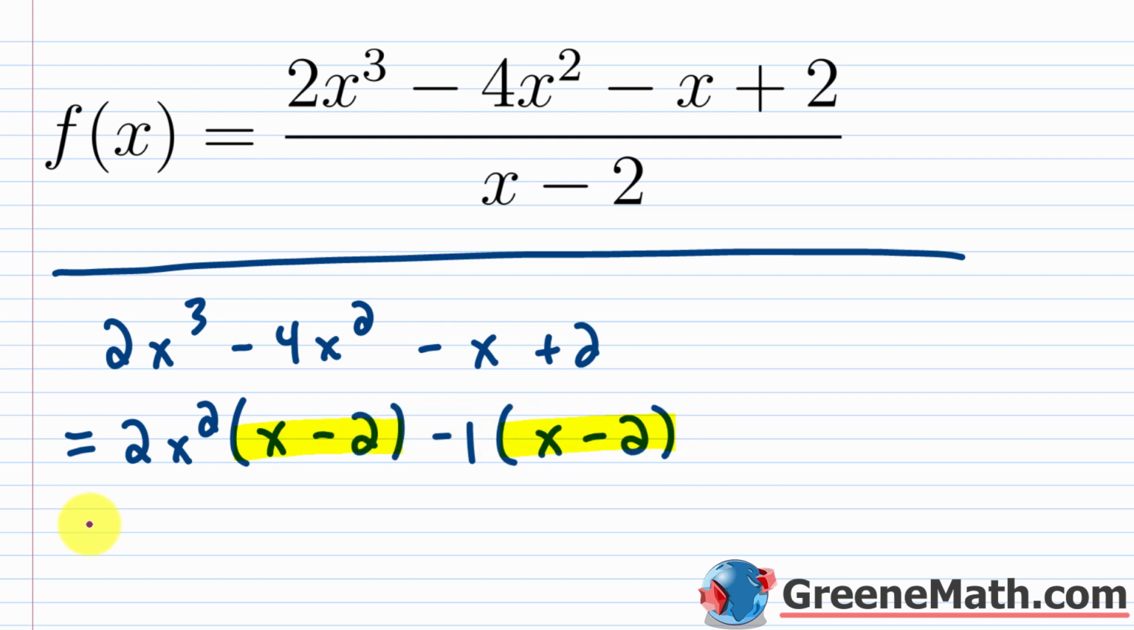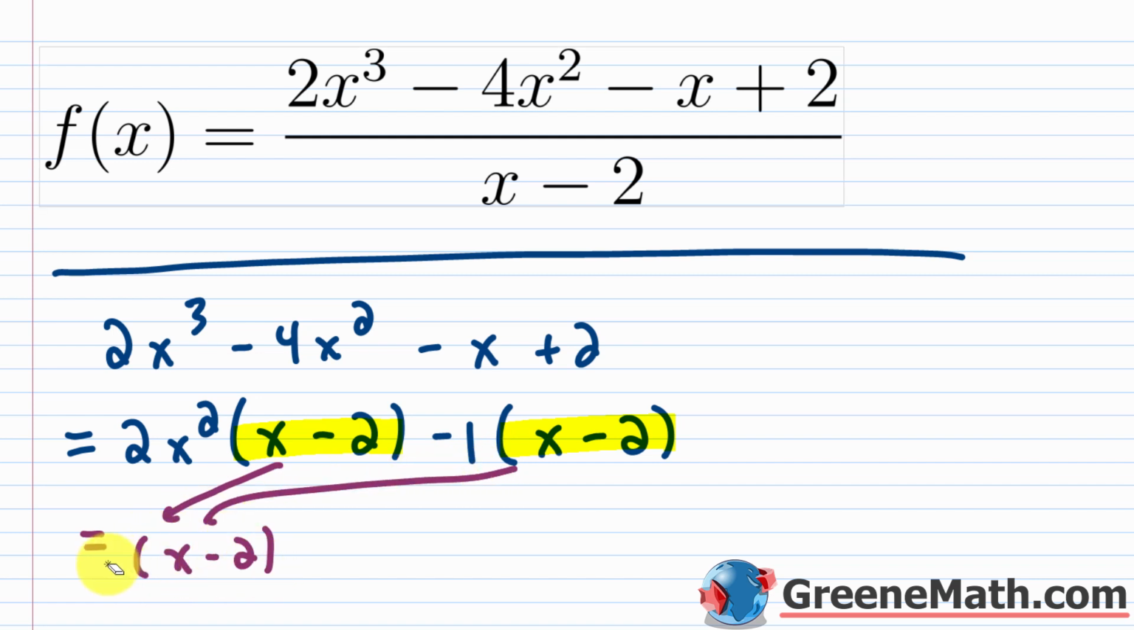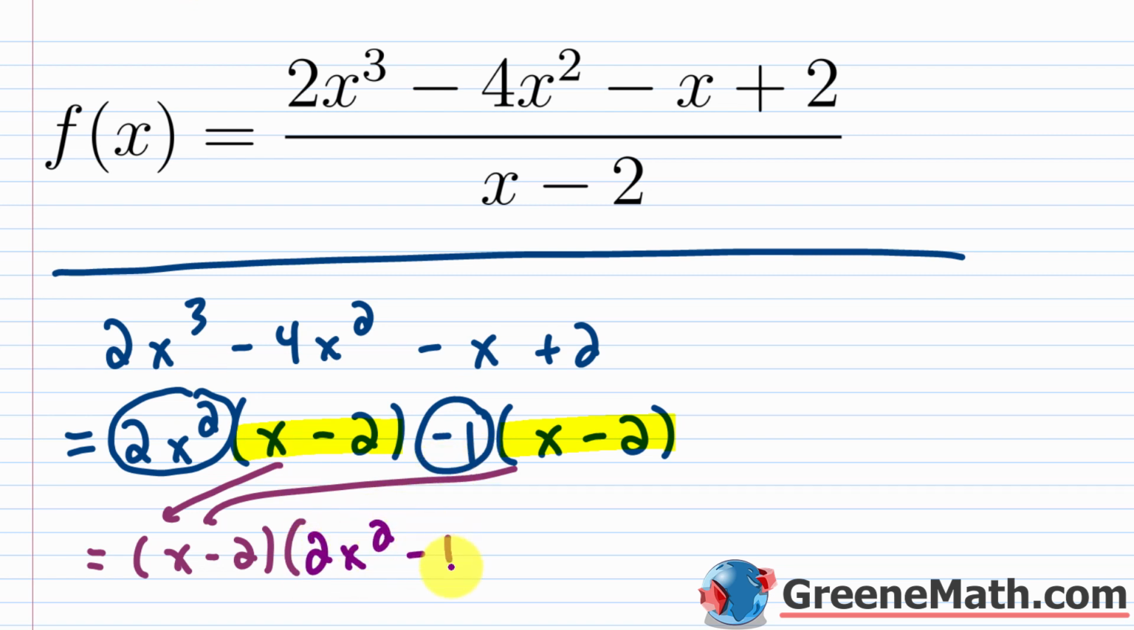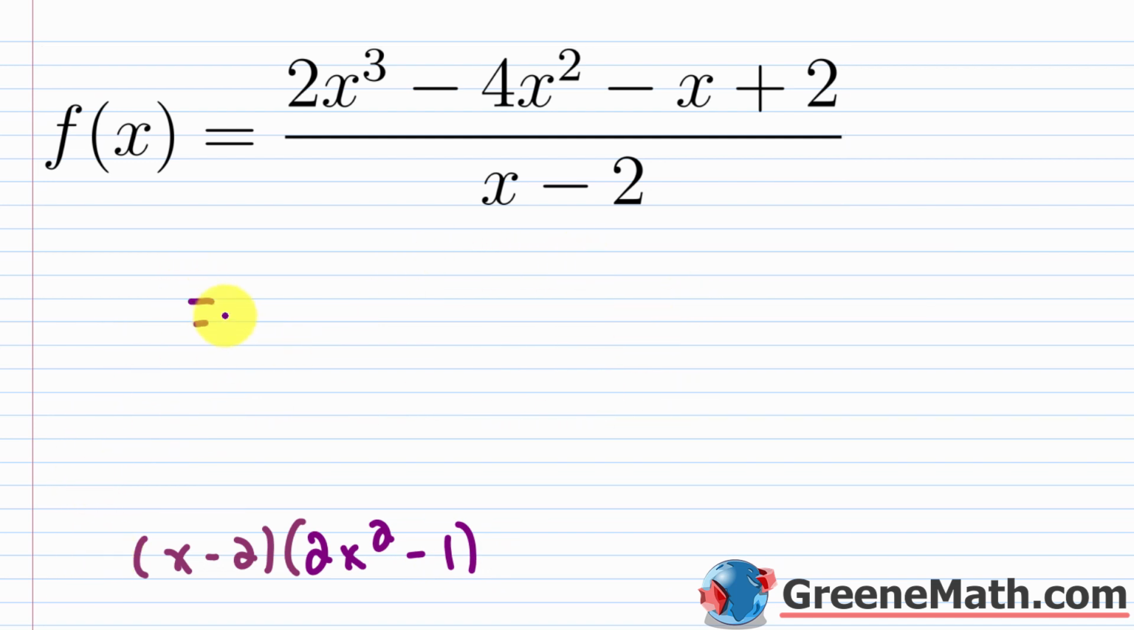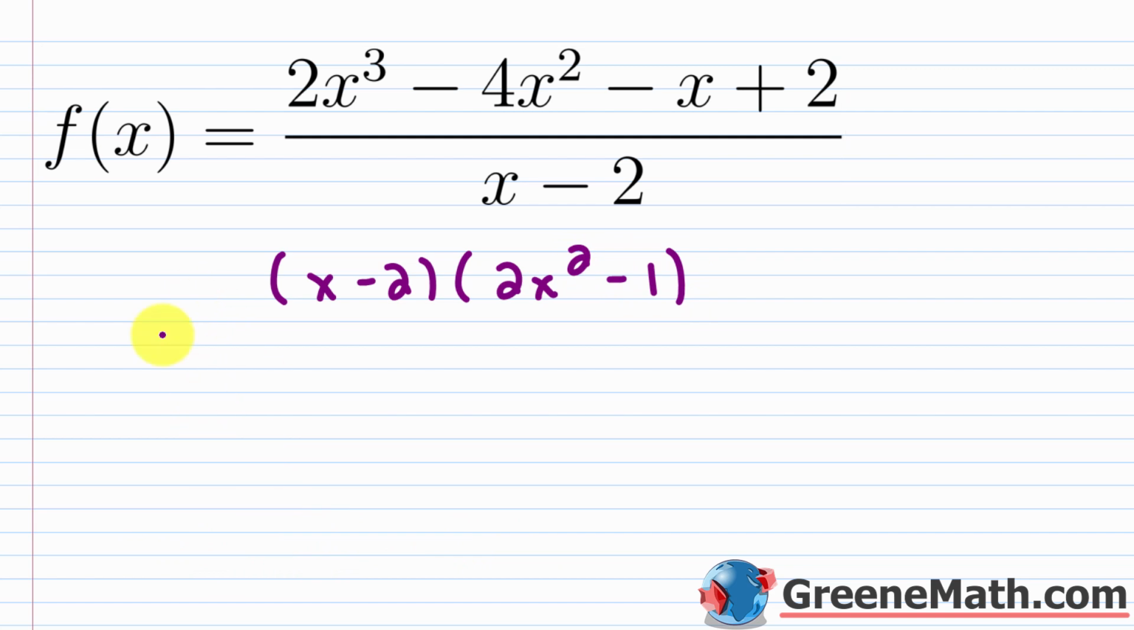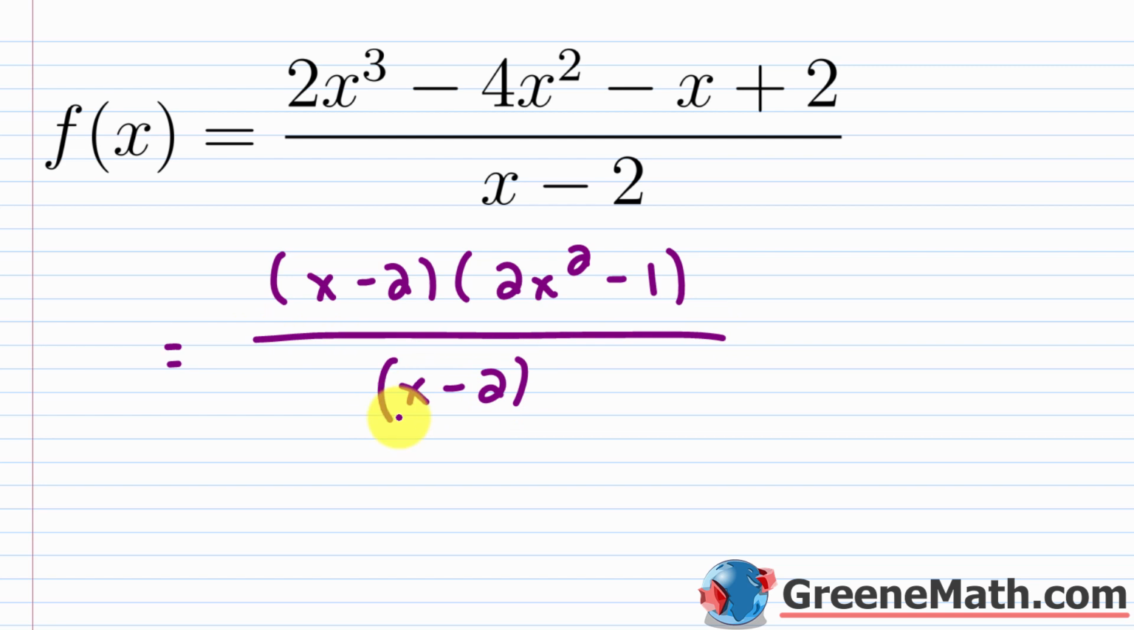And so let's go ahead and pull that out. So you're going to have this x minus 2 like that. And then what's going to be left? You're going to have this 2x squared right there, and you're going to have this negative 1 right there. So we're going to have 2x squared minus 1 like that. Okay, we're going to use this to rewrite things. So I'm going to say this is equal to the quantity x minus 2 times the quantity 2x squared minus 1, over your x minus 2. So it's obvious at this point that you can cancel this with this.